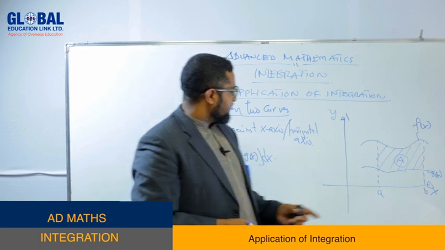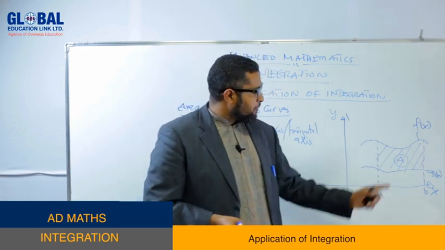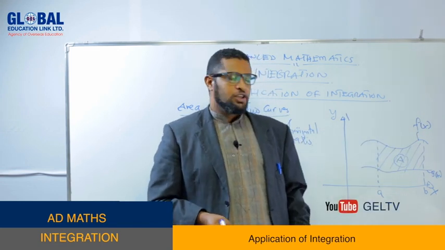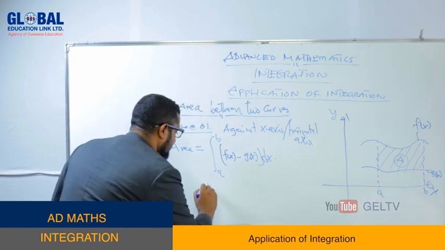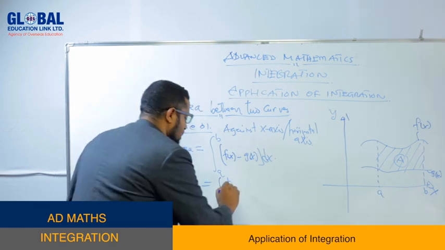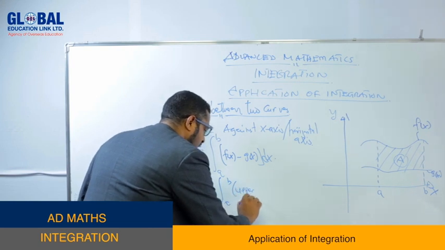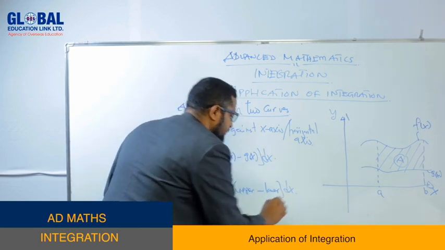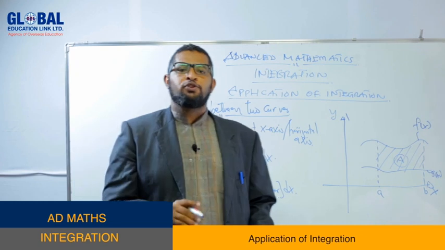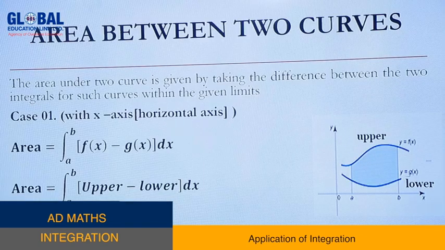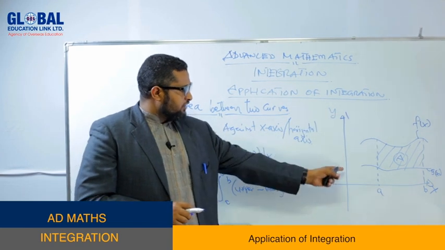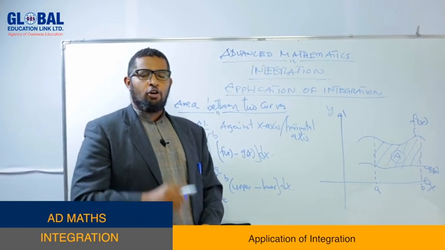But if you look clearly, here in our xy plane, we have two curves. f of x is the upper of the two graphs. So you can say, from A to B of the upper function minus the lower function, then integrate with respect to x. So that is the formula that you are going to use in solving questions involving area between two curves, if we have the first case, that is with horizontal axis or x-axis.